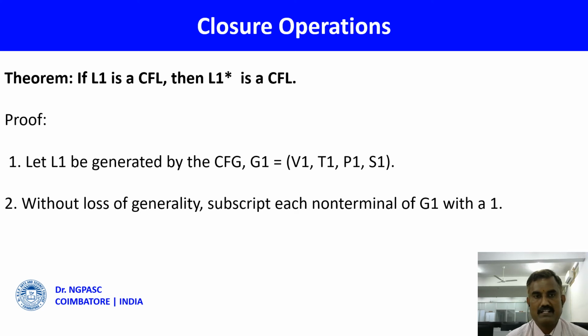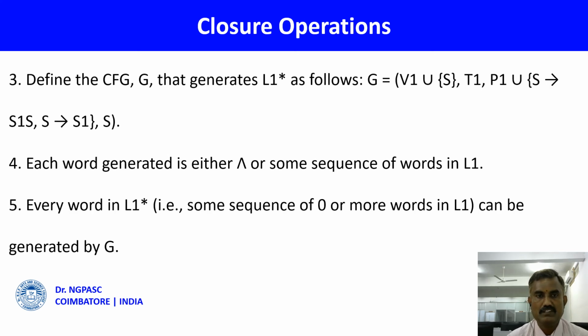If L1 is a context free language, then L1 star is also context free. We can define that L1 is generated by a context free grammar G1 equal to V1, T1, P1, S1, without loss of generality. Now define a context free grammar that generates L1 star. We define the corresponding grammar G, where the non-terminals are the set of non-terminals in G1 union the starting symbol S of the new grammar G. T1 is the same as T.